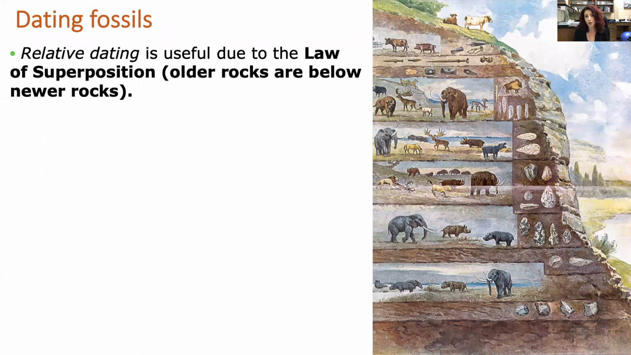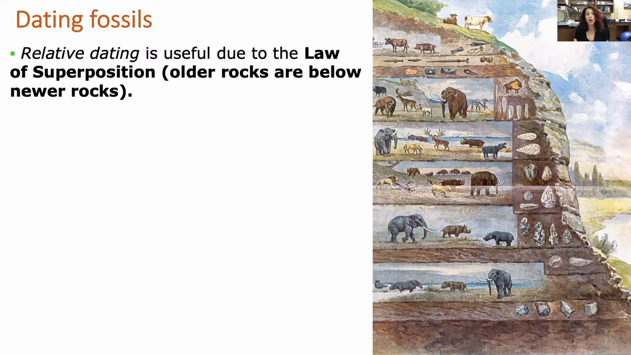The first is called relative dating. Relative dating is useful because of the law of superposition. This is simply stating that older rocks are below newer rocks. So here in our example on the right, the oldest rocks are going to be found on the bottom. The newest rocks are going to be found on the top, unless there's some sort of disturbance like a mountain building event that will fold and deform the rocks, putting it backwards basically.